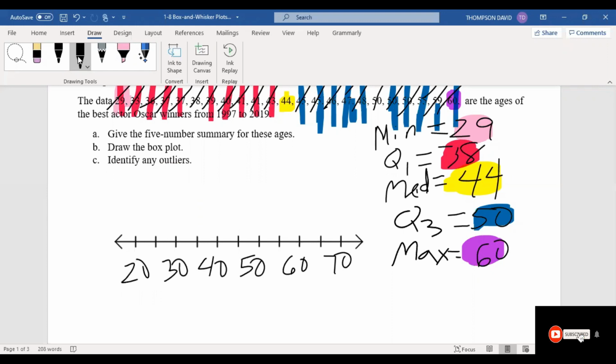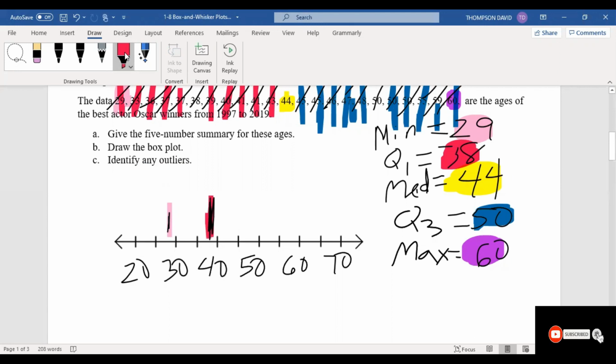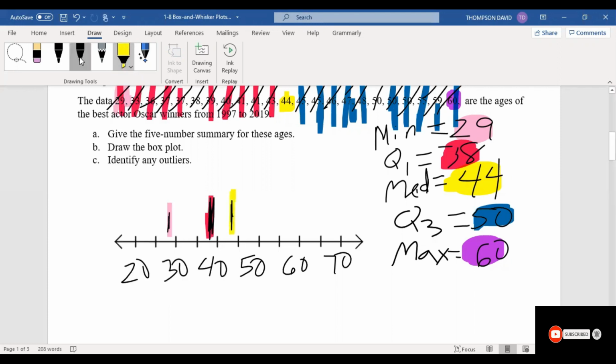So first we want to plot in our 29. Recall that was pink. We're going to plot in our 38. Make this one a little bit longer. And that was red. And then we'll do our 44. Recall that was yellow. Then 50. Recall that was blue.